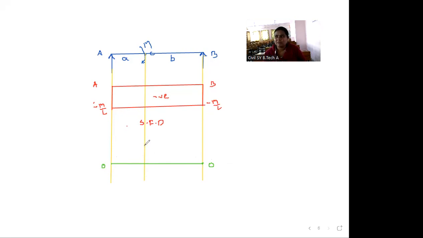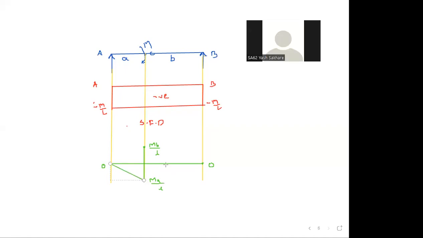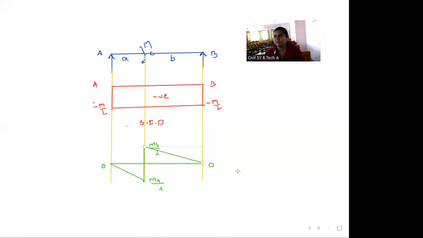Bending moment at C before applying the moment value is M into B divided by L. And from this side the value is M into A divided by L. And the connection is an inclined straight line, so we will draw it. From this point, MA divided by L, and from this, MB divided by L.